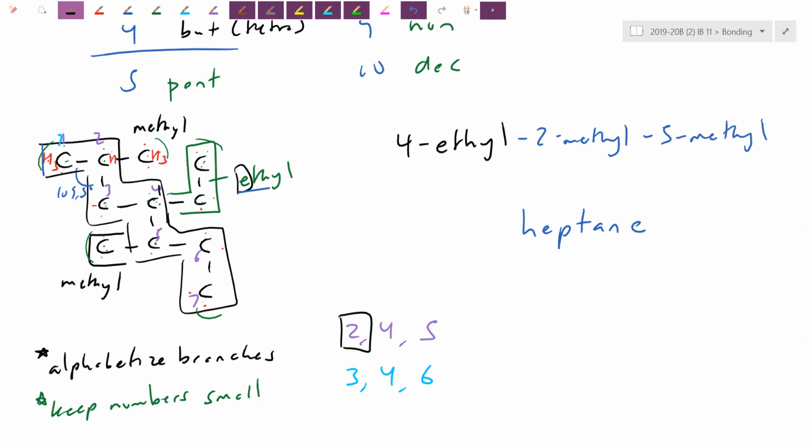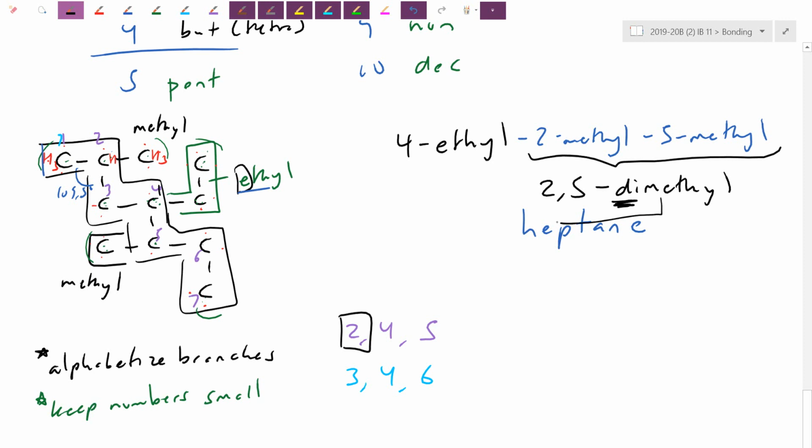What we're going to do is just sum that up, and we're going to say 2, 5. At position 2, at position 5, we're actually going to have a dimethyl. That's where that mono and the di show up again. This di part represents 2, and there's 1 carbon branch. One of them's on 2, and one of them's on 5.